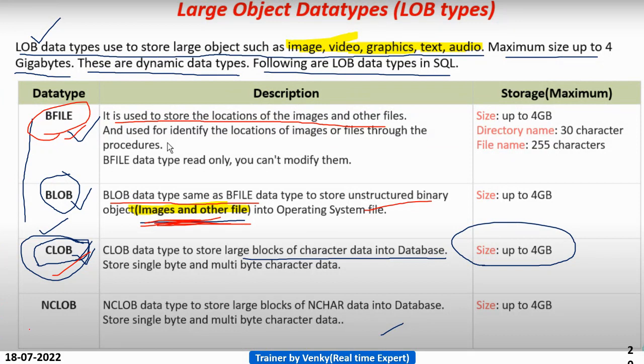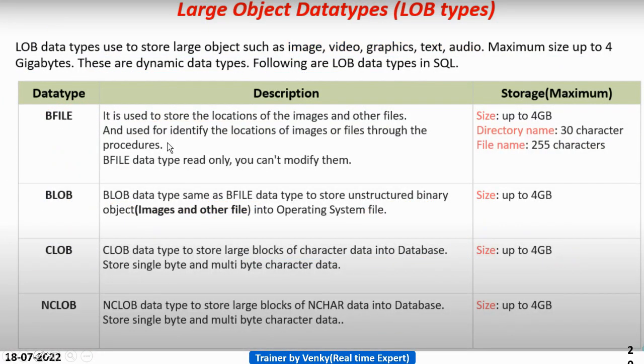BFILE is used to store the location of the image and other files. It is also used to identify the location of the image and other files through procedures. So if you are applying for any government exam or any account, they will ask you to stamp your photo and your signature. Or online, they will ask you to upload the image and signature. Even if you are applying for a government job, they will ask you to upload image and signature.